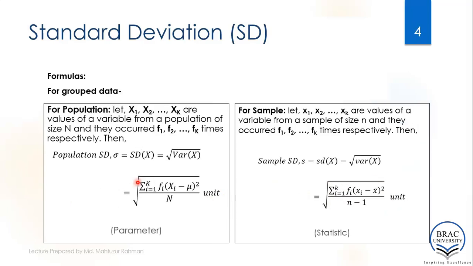For grouped data, we have to use this frequency term to get the original values from the frequency distribution data set. And anything we calculate from a population is known as a parameter, and anything from a sample is known as a statistic.